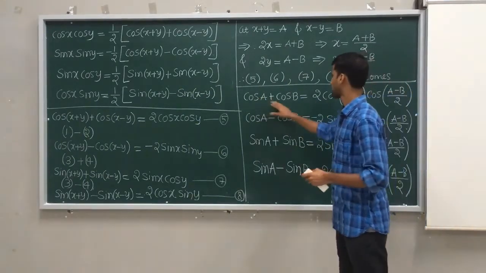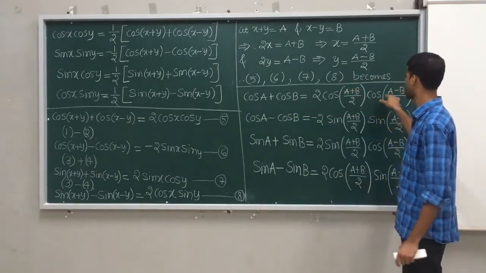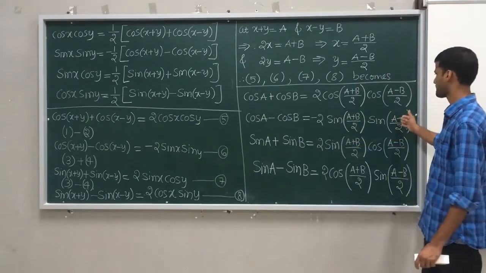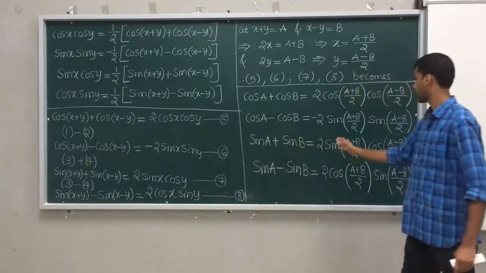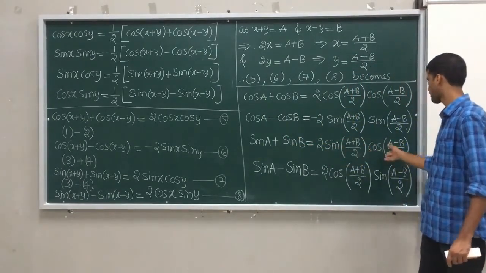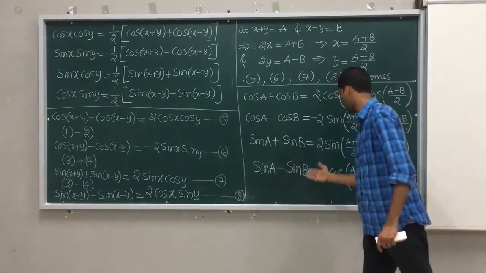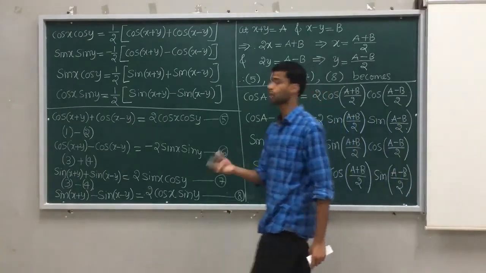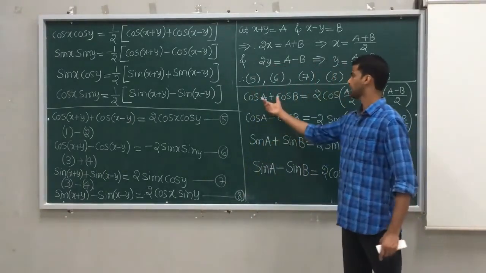Therefore, cos A plus cos B is 2 times cos (A plus B)/2 cos (A minus B)/2. Cos A minus cos B is minus 2 times sin (A plus B)/2 sin (A minus B)/2. Sin A plus sin B is 2 times sin (A plus B)/2 cos (A minus B)/2. Sin A minus sin B is 2 times cos (A plus B)/2 sin (A minus B)/2. This is called the addition formula, the addition of two trigonometric functions.